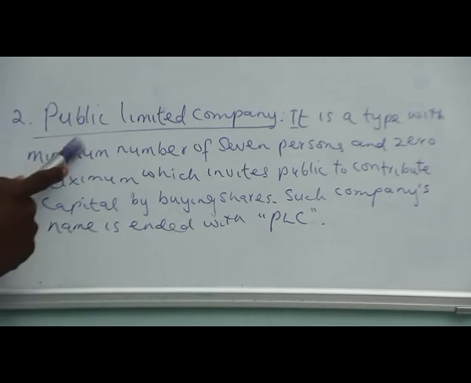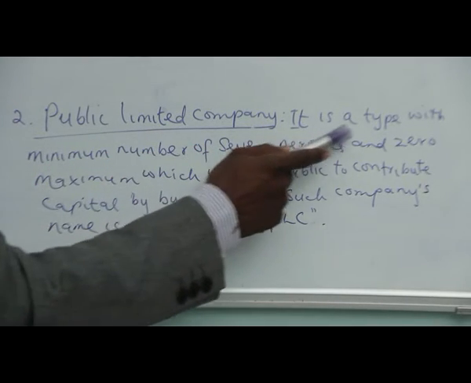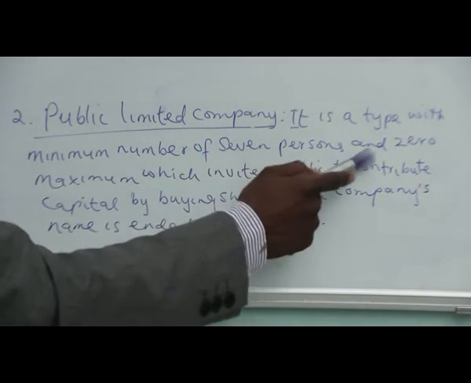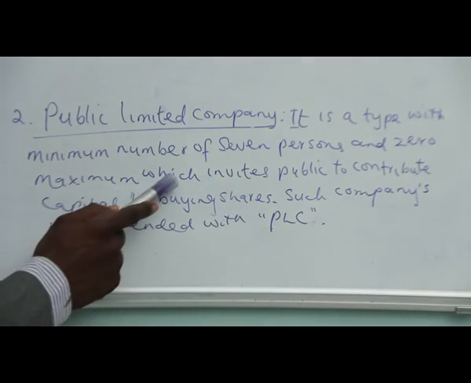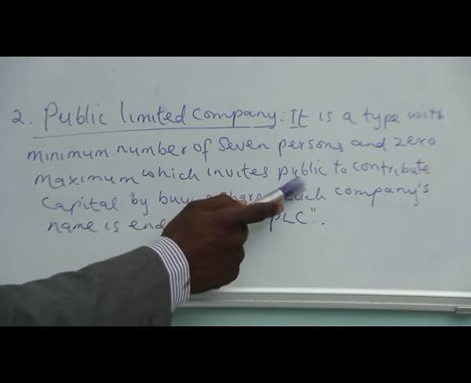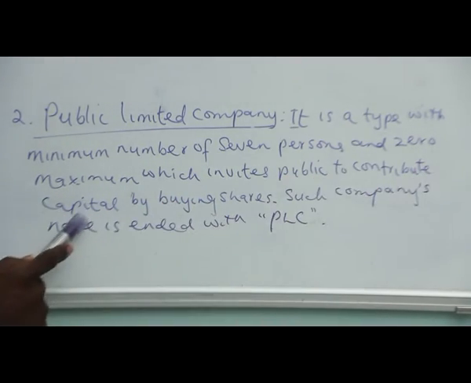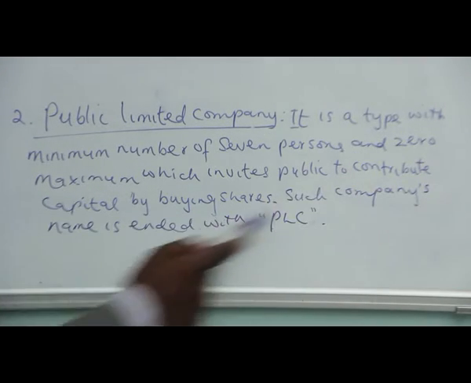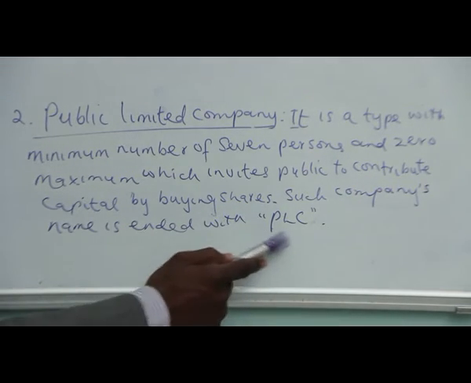Number two, public limited company. It is a type with a minimum number of 7 persons and no maximum, which invites the public to contribute capital by buying shares. Such company's name is ended with PLC.